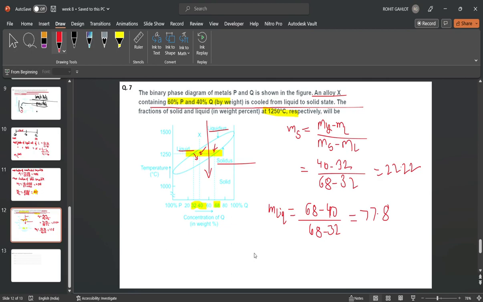Okay, so we just applied the lever rule here. Try to go through it again, and then we'll move to the next problem.